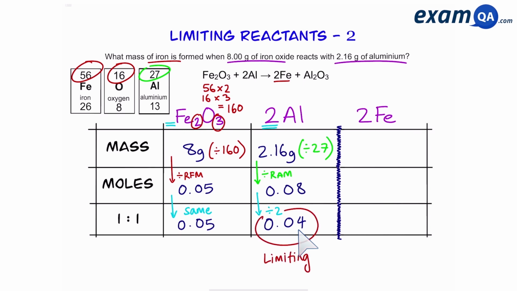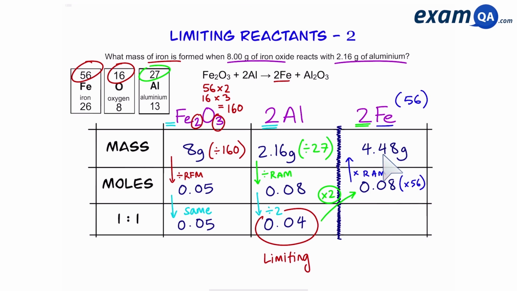We're going to use this to work out the moles of the product. The product iron has a 2 in front of it, so times it by 2. That gives us 0.08 moles. And then finally, we're going to times it by the relative atomic mass. Iron, there's just one of them, so it's going to be 56. So times it by 56, and that gives you 4.48 grams.